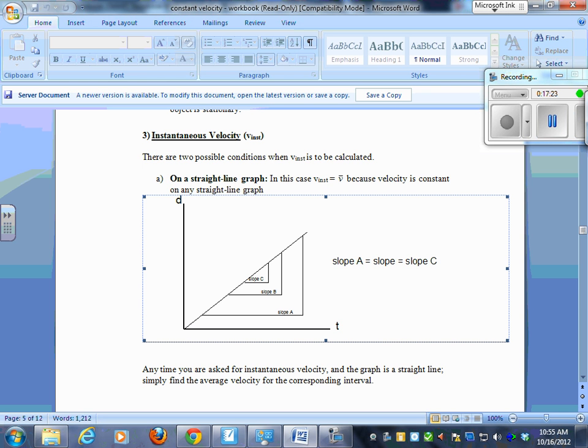It's easy. Instantaneous velocity on a straight line graph, you just find the slope of the line. Does it matter which 2 points you pick? No. How come? Because it's straight, it doesn't matter. Flip the page.